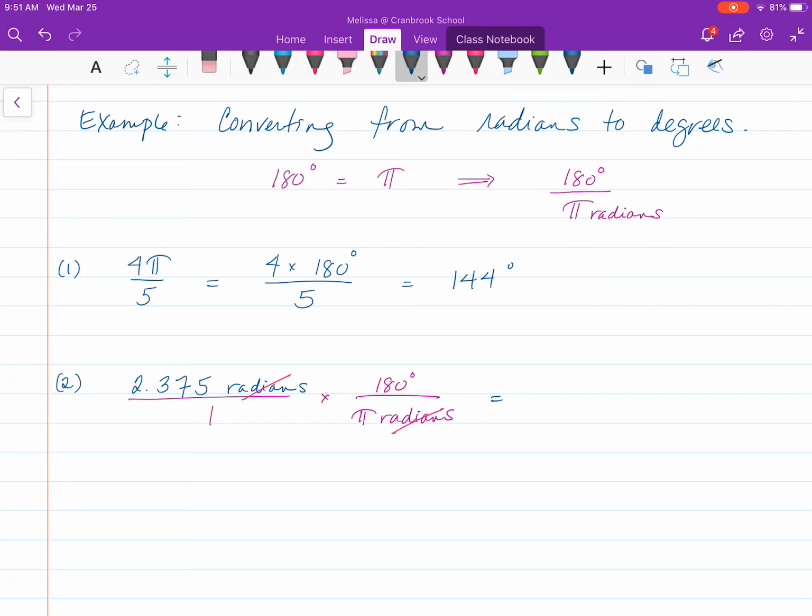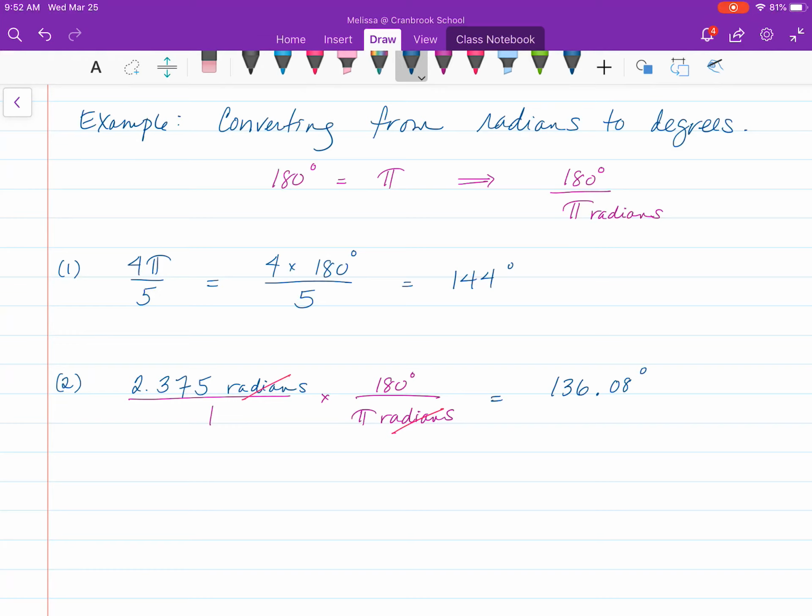So therefore, all I need to do is, again, turn to my calculator, calculate 2.375 times 180 on pi, and I get 136, and I didn't indicate what to round to, so we'll round to, say, 2 decimals, so 0.08 degrees.